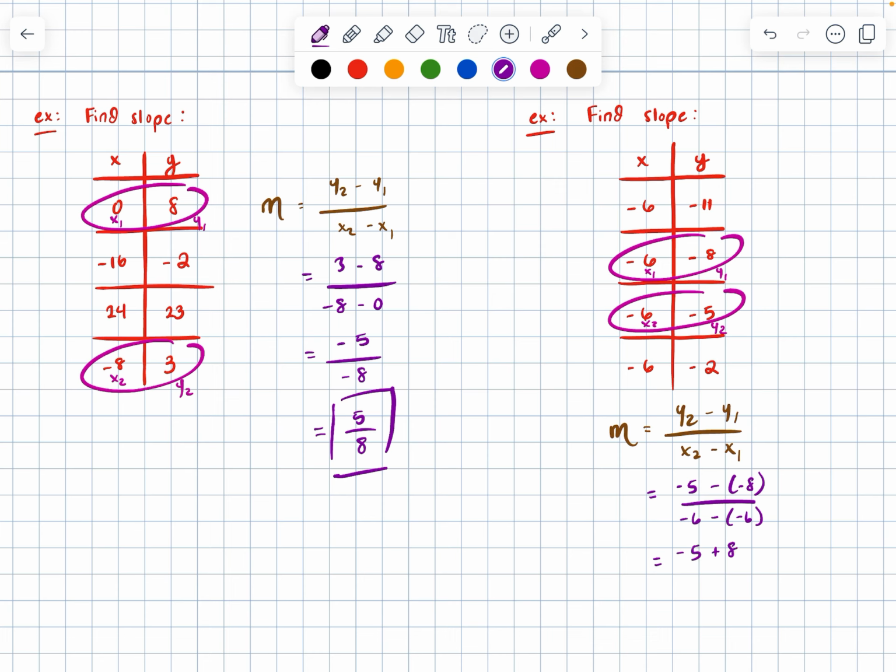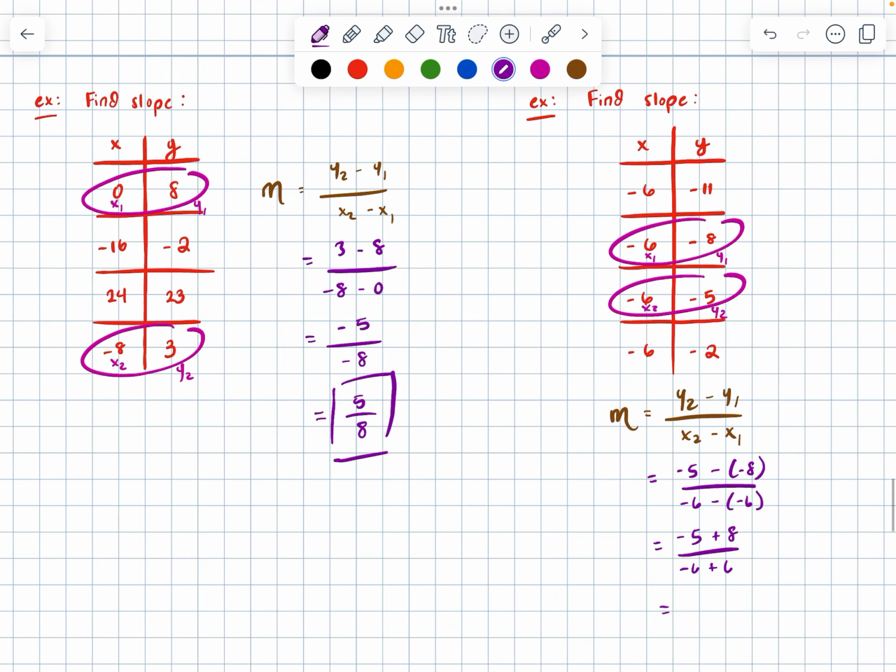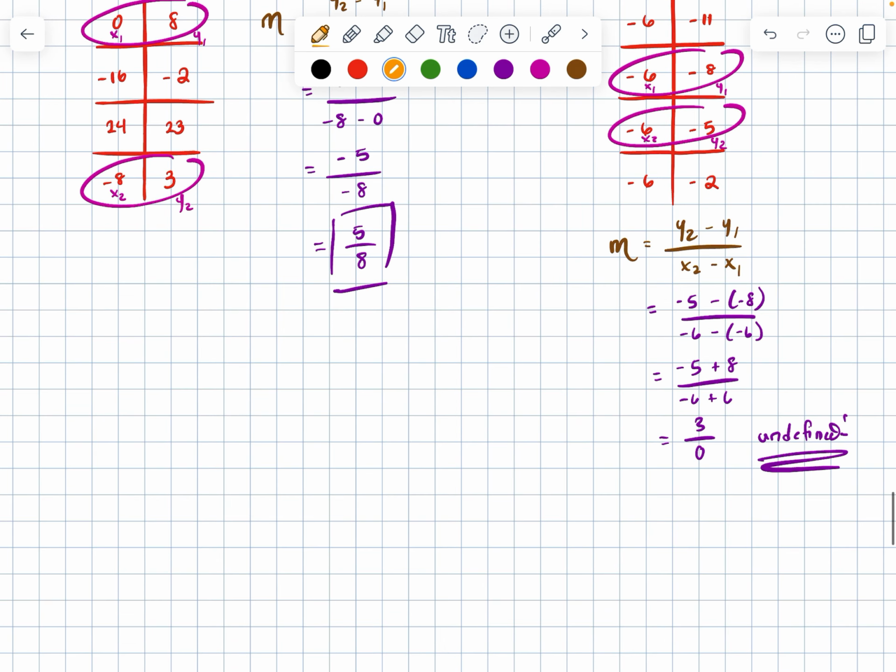Again, working with my negative signs, negative 5 minus negative 8 is the same as plus 8. Negative 6 minus negative 6 is the same as plus 6. Negative 5 plus 8 is 3. Negative 6 plus 6 is 0. Anything divided by 0 is, of course, undefined. So my slope is undefined.